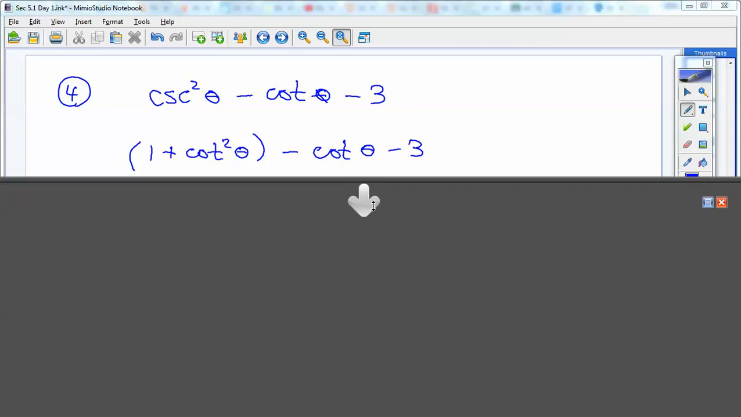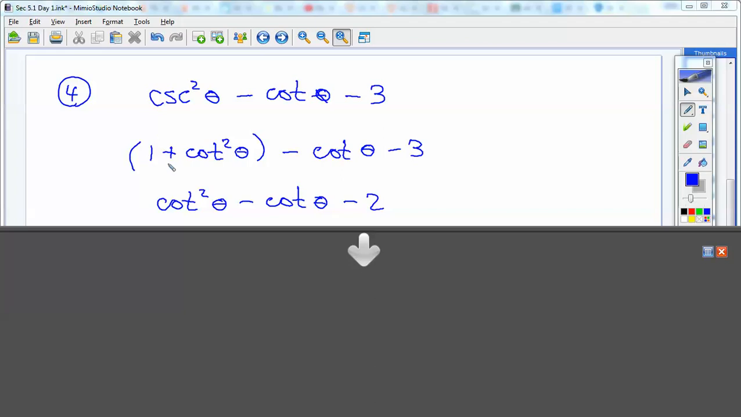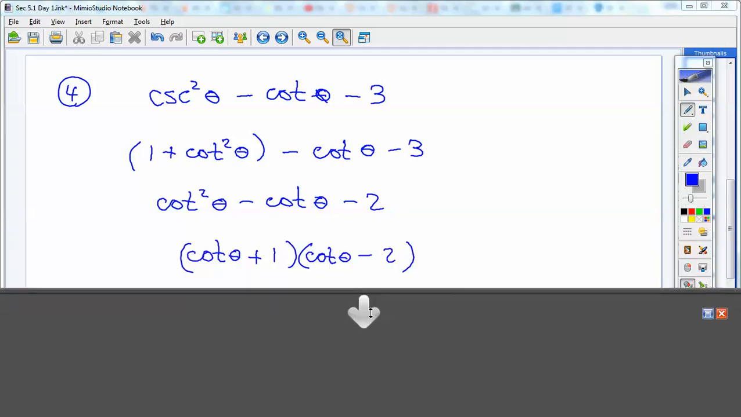So anyway, if we rearrange now, we move this 1 over with the -3, which should be -2, and now we have a FOIL situation, right? So we've got cotangent squared minus cotangent minus 2, which we can factor into cotangent plus 1 and cotangent minus 2.